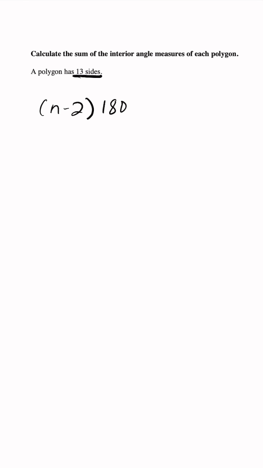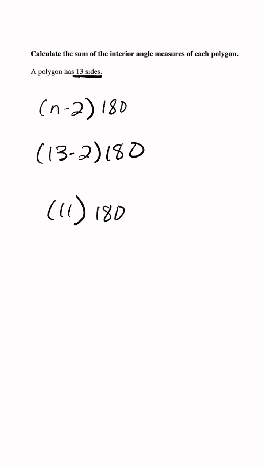So if we do that, we'll have (13 minus 2) times 180. And then if we simplify that, we'll have 11 times 180. And if we multiply 11 times 180, we should get 1,980 degrees. And that would be the sum of the interior angles for this polygon.